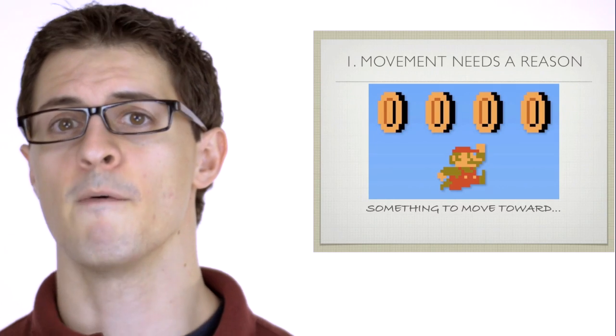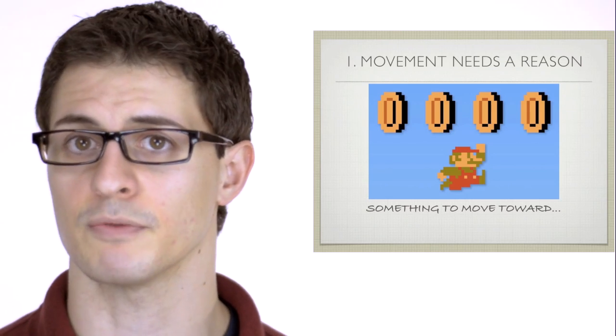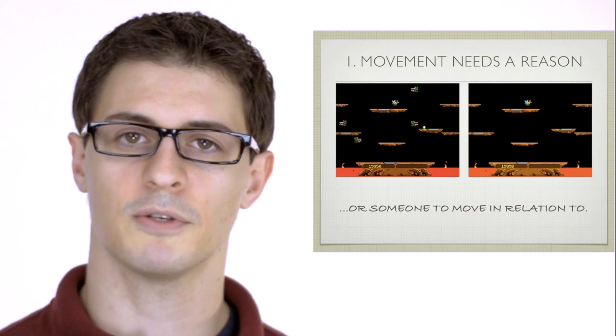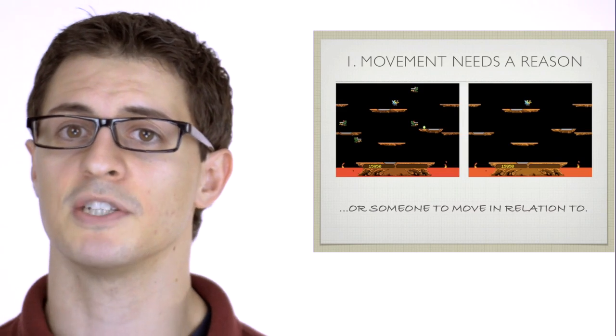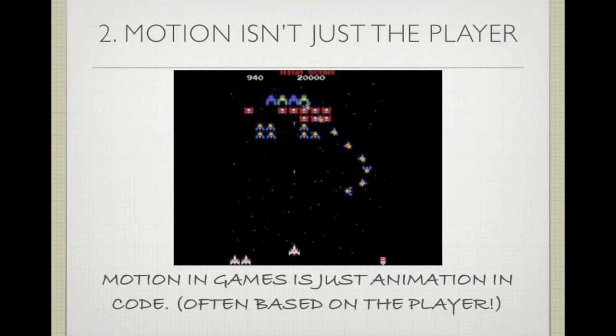Well, first of all, movement in games needs a reason. In a lot of games, like Sonic or Mario, there are coins or rings to pursue. And those give you something to move towards, but it's also useful to have things to move away from or to move in relation to. So if we look at a game like Midway's Joust, you'll see that there are a whole bunch of other enemy birds to interact with, and if there weren't, the player would have no reason to fly in some of the interesting ways that the flapping-based, momentum-based control scheme allows the player to do.